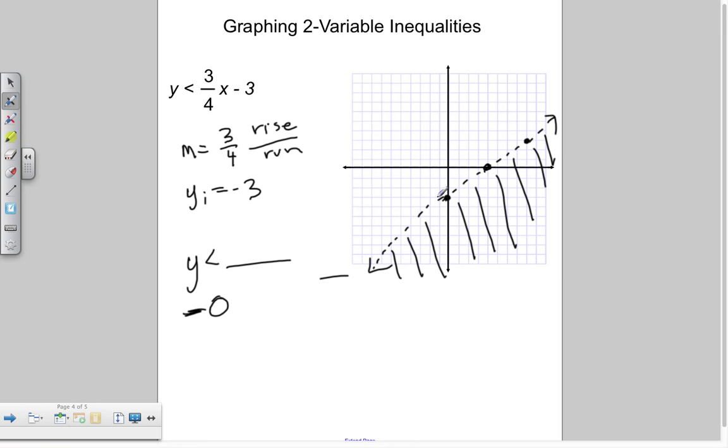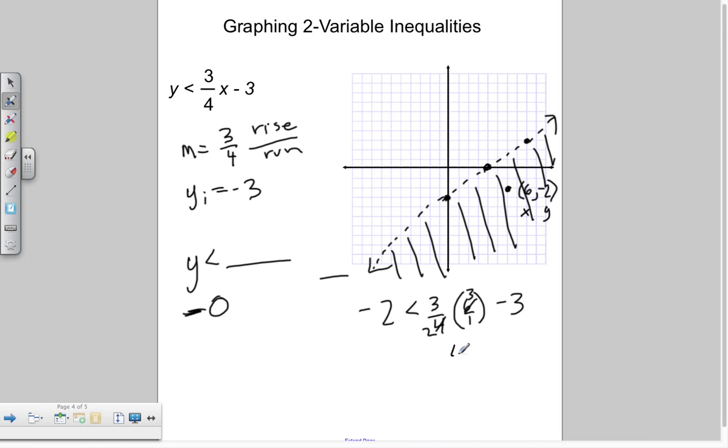Okay, well, let's pick something. Let's pick a point somewhere in my shaded region. How about right here? What are the coordinates of that point? 6, -2. So 6, -2 falls in this shaded region. So that should satisfy my equation. Let's see. My y, remember here, is -2. My x is 6. So I get -2 is less than 3/4. What's x? 6 minus 3. Well, 3/4 of 6.